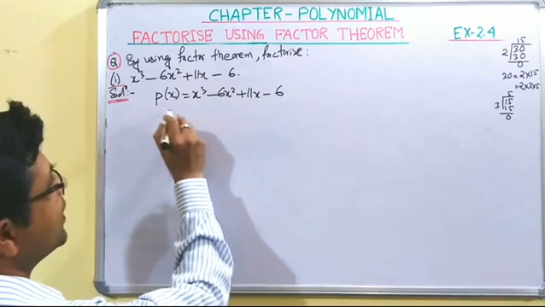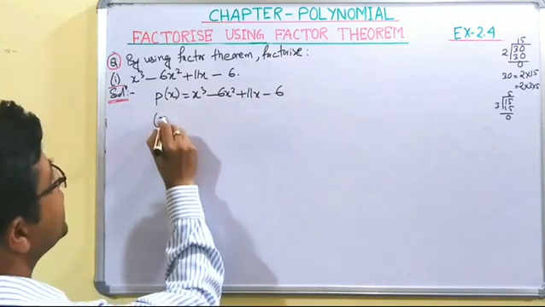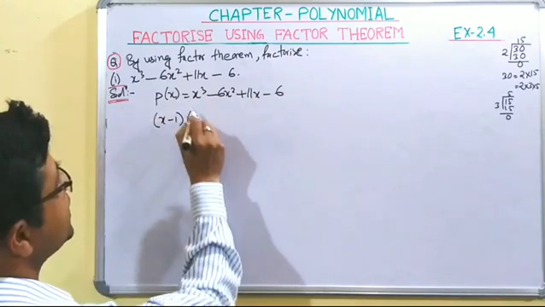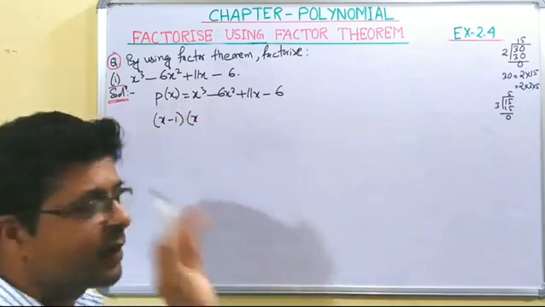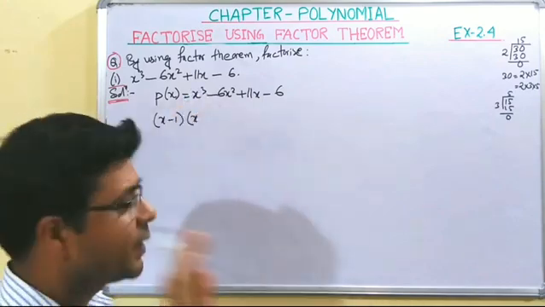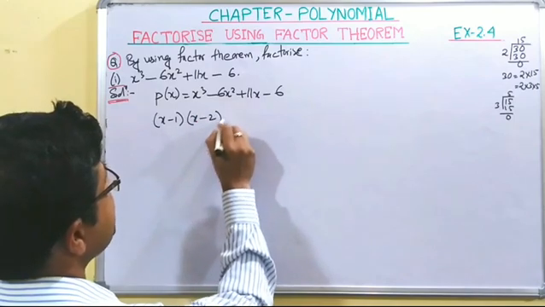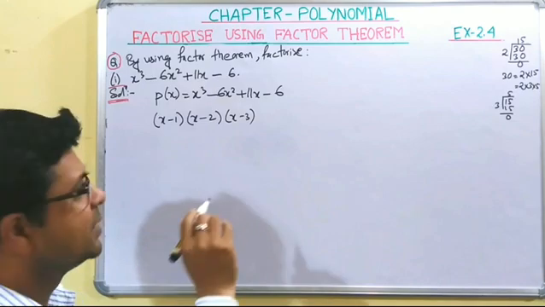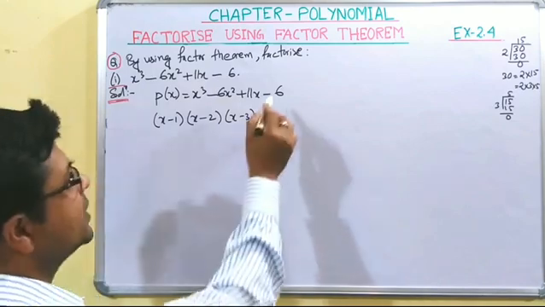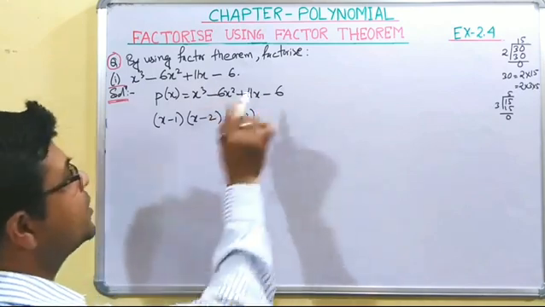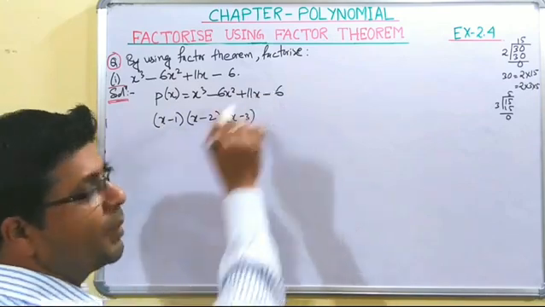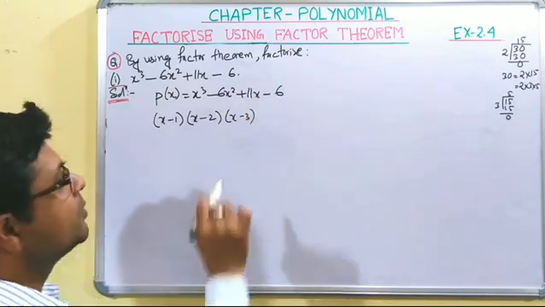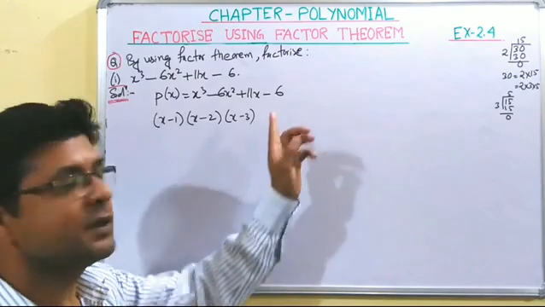Just as an example, suppose we factorize it; at the end we may get something like x minus 1 into, as the degree is 3, we'll get 3 factors. If the degree is 4, we'll have 4 factors. x minus 2, x minus 3. This is just an assumption. You see, the constant is minus 6, so the product of these three constants should equal minus 6. So we have to know all the factors of this minus 6.